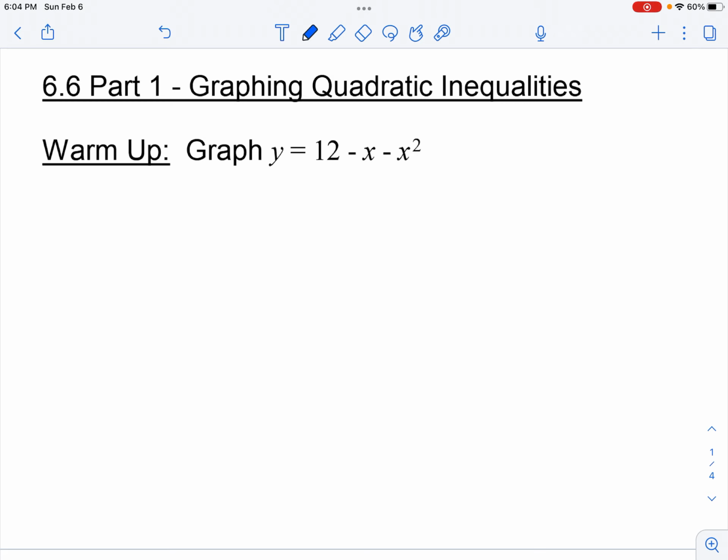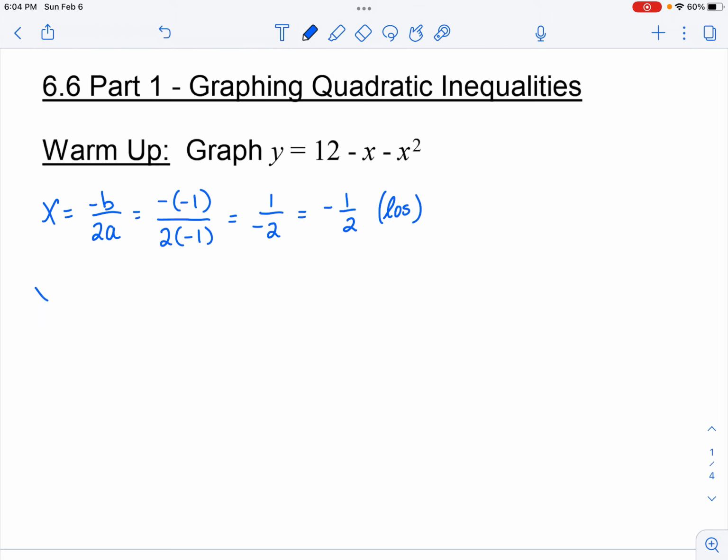So the first thing we need is our vertex, and to do that, we're going to do x equals negative b over 2a, because this is in standard form. So b is negative 1, so double negative 1 on the top. And then a is also negative 1. So we get positive 1 over negative 2 or negative 1/2. All right, so that's for our line of symmetry, or our axis of symmetry.